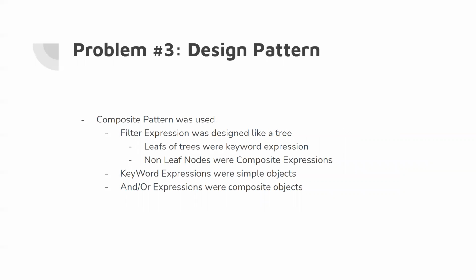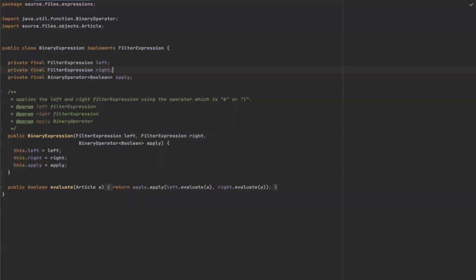So the design pattern that I used to tackle this problem was the composite design pattern, and the filter expression was actually designed like a tree. The leaves of the tree were keyword expressions, and the non-leaf nodes were composite expressions. Keyword expressions were simple objects, and composite expressions such as AND or OR were composite objects. A composite object could contain either a simple object or a composite object, or both, really. All the different permutations. So the composite pattern seemed like a perfect fit for that. Let me walk you through a code example.